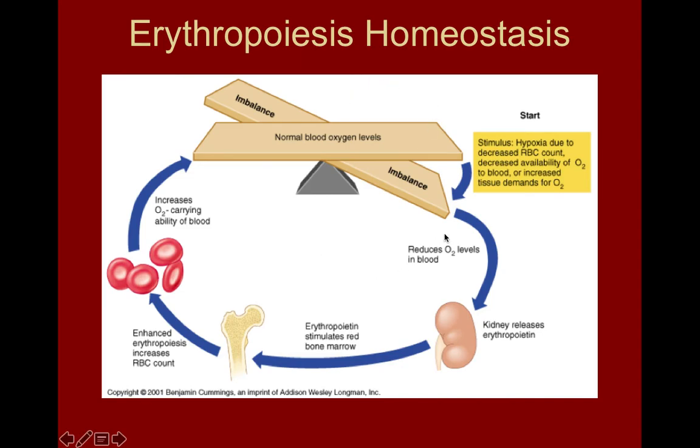Hypoxia is the reduced oxygen level in blood. That causes your kidneys to release erythropoietin. Erythropoietin goes to your bone marrow, in the red bone marrow, not the yellow bone marrow, and causes more red blood cells to be created. And that increases your oxygen carrying capacity in your blood and makes you able to exercise harder and longer.